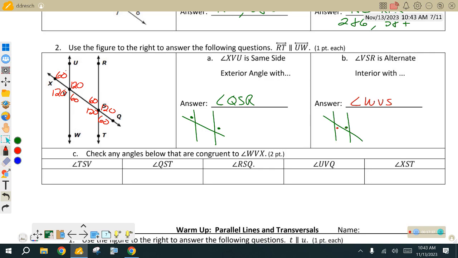Where's WVX? Trace it out. Where's WVX? Which ones are 120s? For me, I can quickly see which ones are 120s. I can check them off. So let's go see which is 120s. Where's TSV at? TSV, give me a sec. TSV, is that a 120? Is TSV a 120?